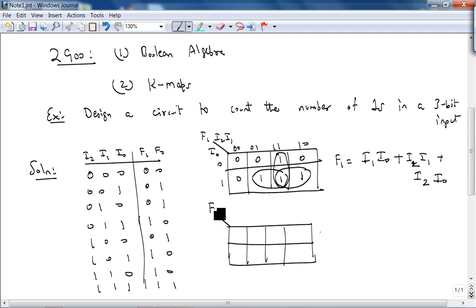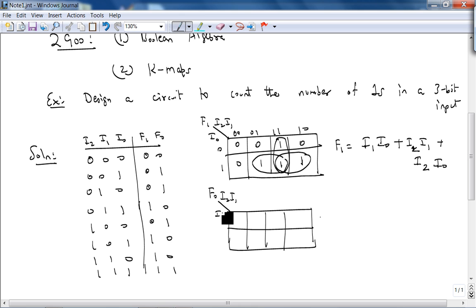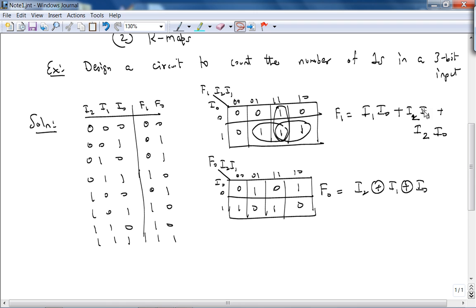Similarly, you can do one for F0, with I2, I1, I0. That's where I screwed up. Let's do this again. It goes 0, 1, 1, 0, and 1, 0, 0, 1, and basically this is the classic exclusive OR, because exclusive OR is 1 if there are an odd number of 1s in the input. It's true here: odd gives 1, even gives 0, even 0, odd 1. Okay? So now you can do a logic gate realization of this.